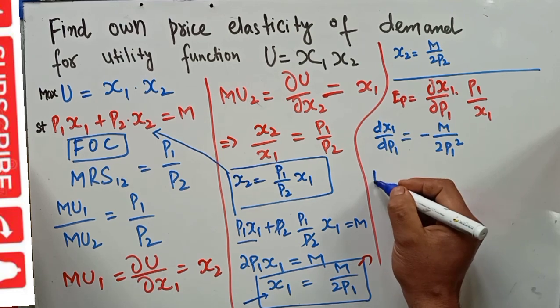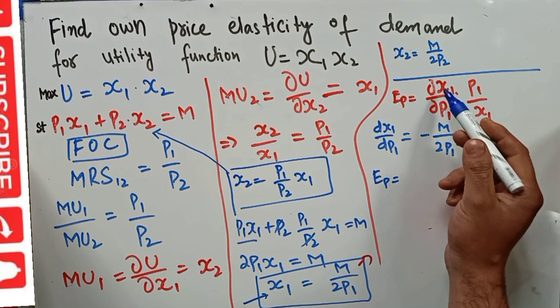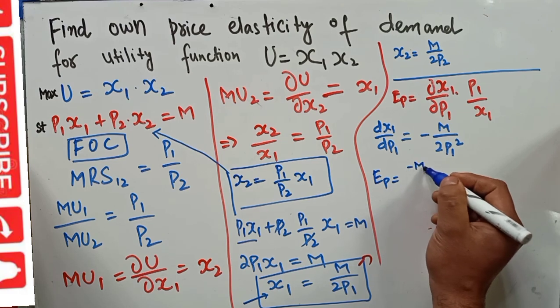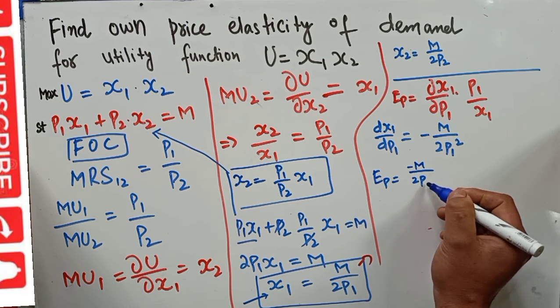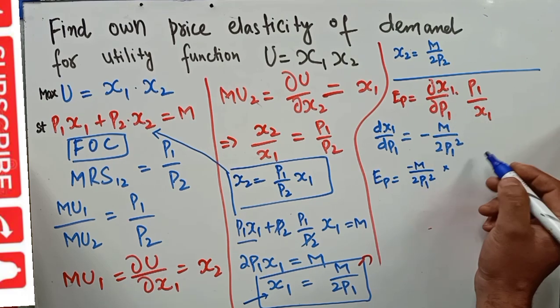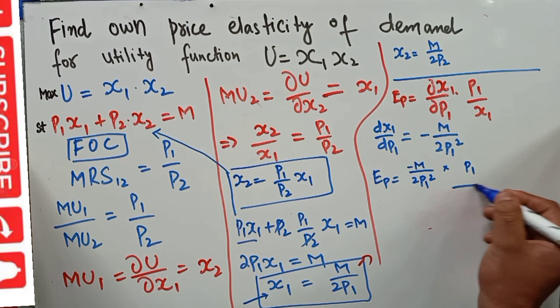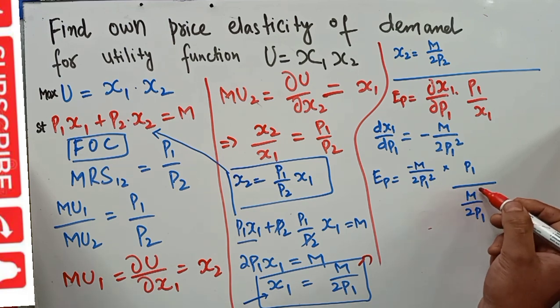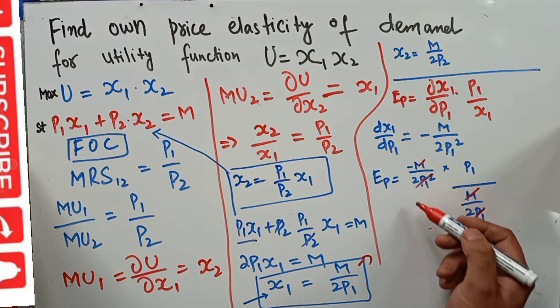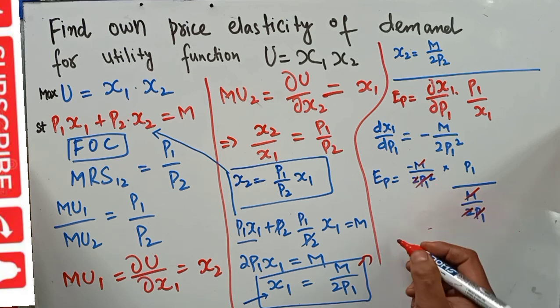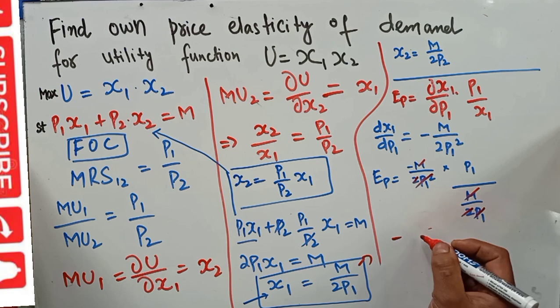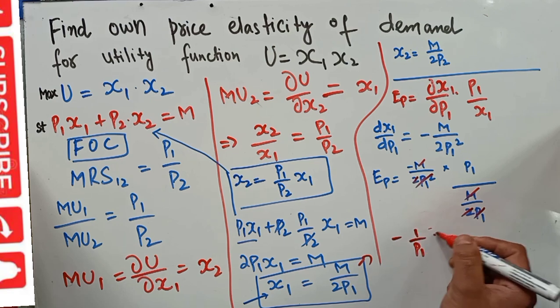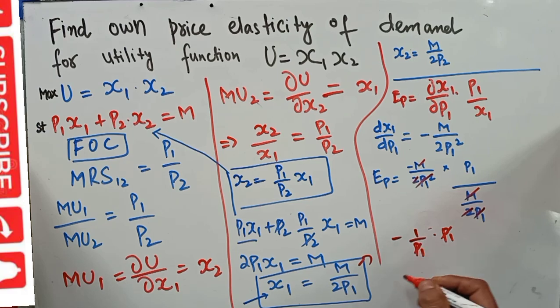So elasticity will be equal to dx1 upon dp1, which we got as minus m upon twice p1 square, times p1, divided by x1. x1 is m upon twice p1. Here we can cancel this m and this m, this 2 and this 2, and one p1, so we get minus 1 upon p1 into this p1. So p1 gets cancelled. We get elasticity of demand equal to -1.